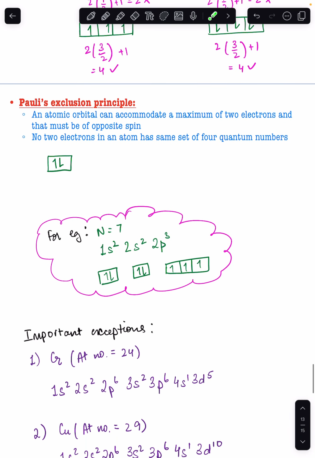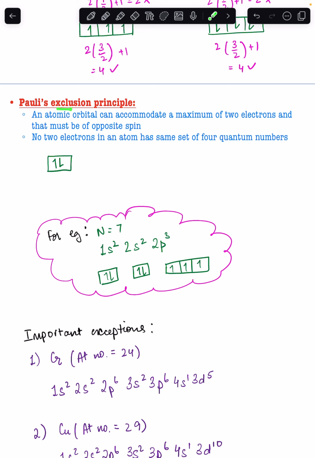Now we come on to another very important rule, which is called the Pauli's exclusion principle. Pauli's exclusion principle can be written in 2 ways. It has 2 definitions. The first definition is, an atomic orbital can accommodate a maximum of 2 electrons, and they must be of opposite spin. It can accommodate only 2 electrons, and the 2 electrons should be of opposite spin.